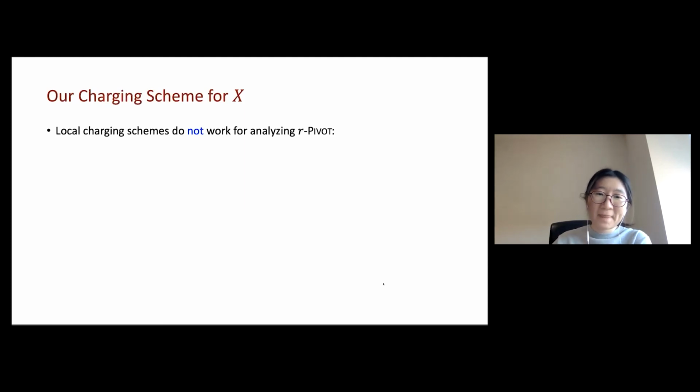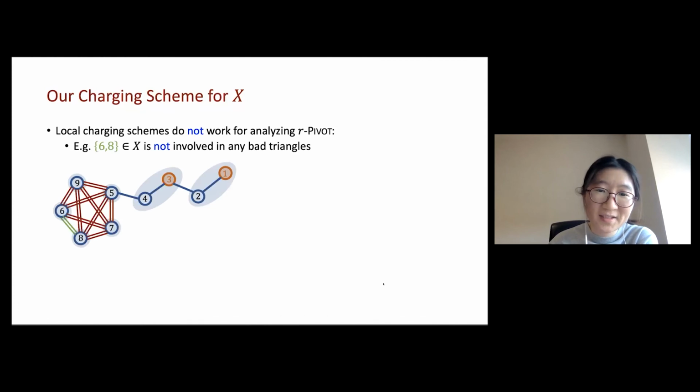However, such local charging schemes don't really work for analyzing our R-pivot algorithm. And the reason is simple. So here is a baby version of the example that we have seen earlier. If we want to charge for this mistake 6, 8, then there really are no bad triangles locally. And in fact, there are no bad triangles at all inside this clique.